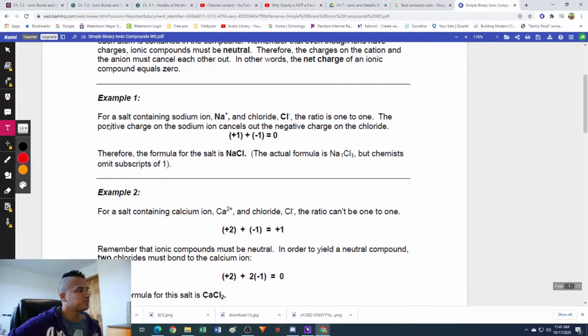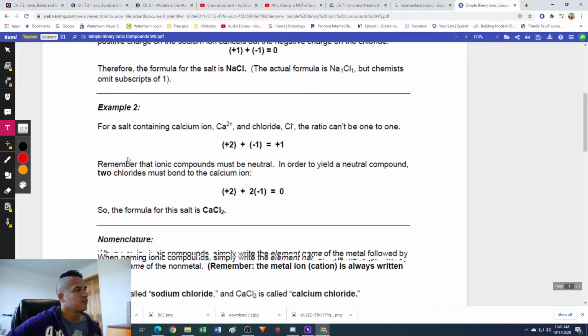So first example, it says for a salt containing a sodium ion, which is Na+1, and chloride, which is Cl-1, the ratio is 1 to 1. The positive charge on the sodium ion, which is positive 1, cancels out the negative charge on the chloride, negative 1, we get 0, which means the formula for this salt is going to be 1 sodium, Na, and 1 Cl, right? So NaCl. And it says the actual formula is Na1Cl1, but in chemistry, we typically don't write 1s, so we just write NaCl.